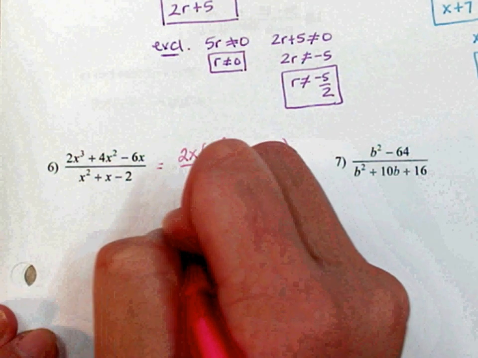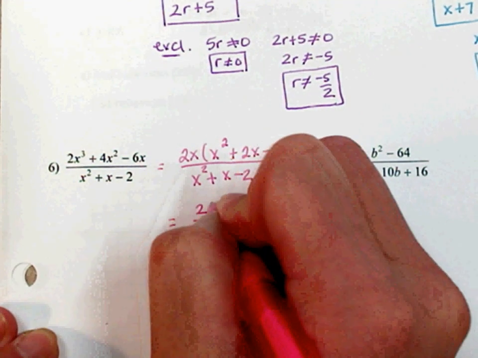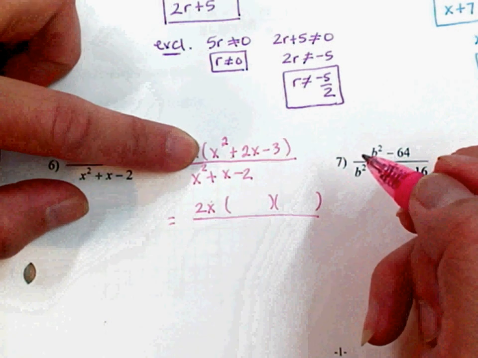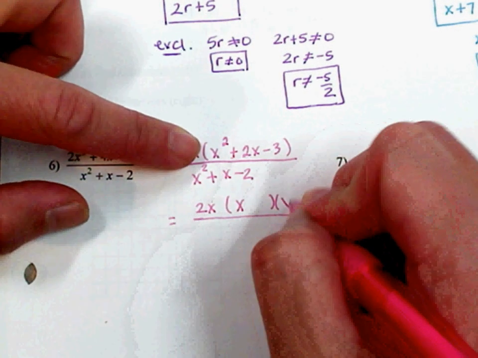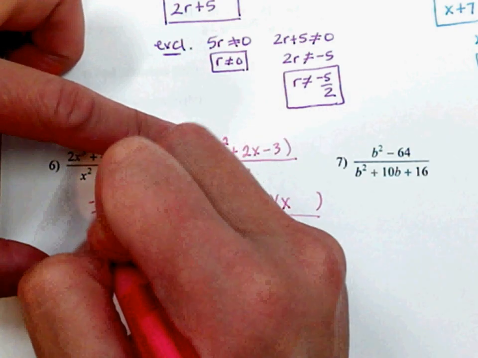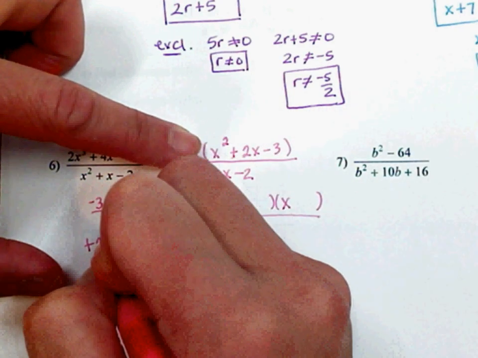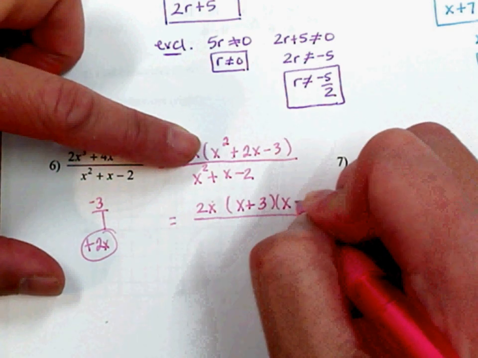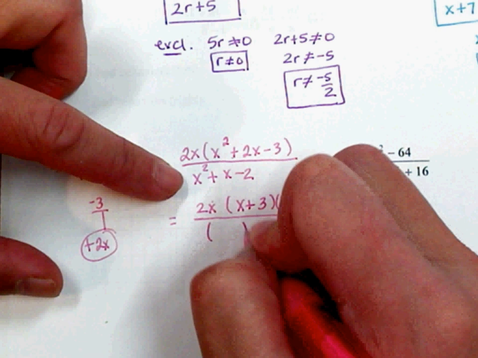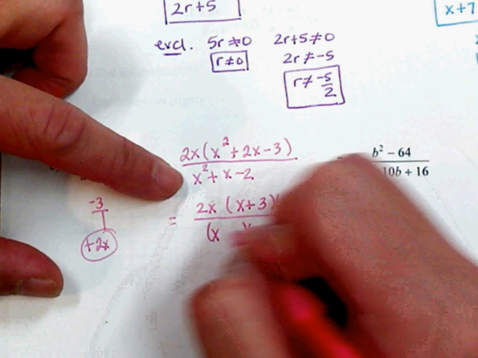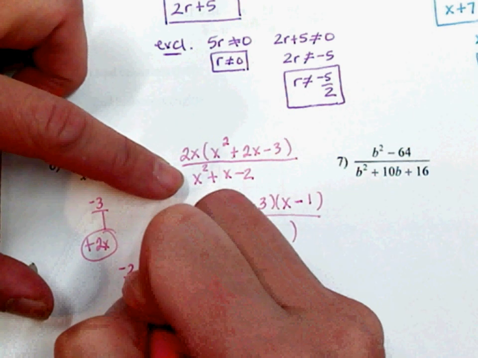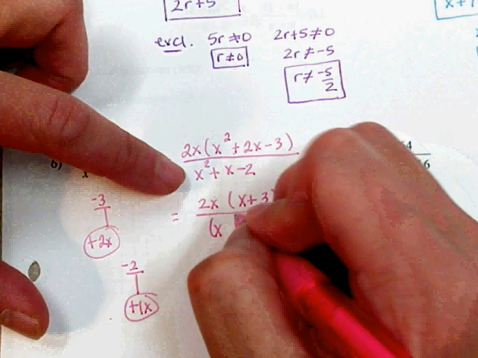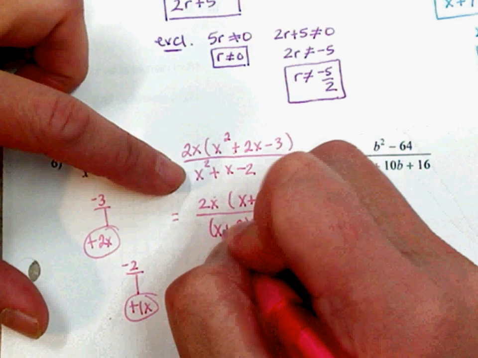Okay, let's factor 2x. Factor what's inside your parentheses. Factors of x squared, x and x. Two numbers that multiply to give you negative 3, and it's going to subtract to give you 2. So that would be 3 and 1. 3 be positive, 1 be negative. Let's factor your denominator. Factors of x squared is x and x. Two numbers that multiply to give you negative 2, and it's going to subtract to give you 1. So 2 and 1. 2 is positive, 1 is negative.